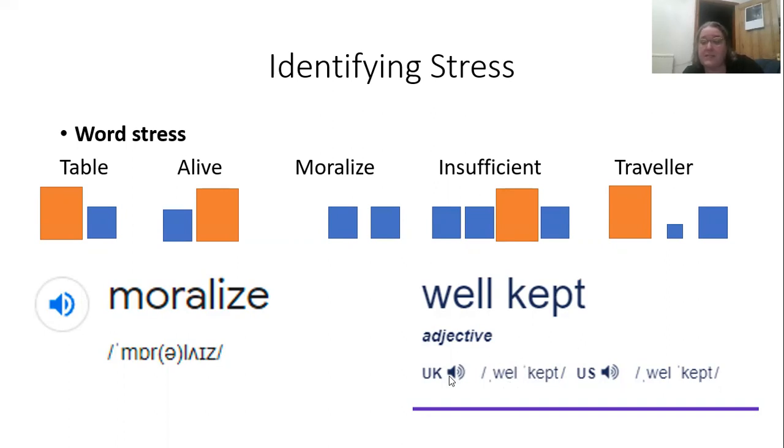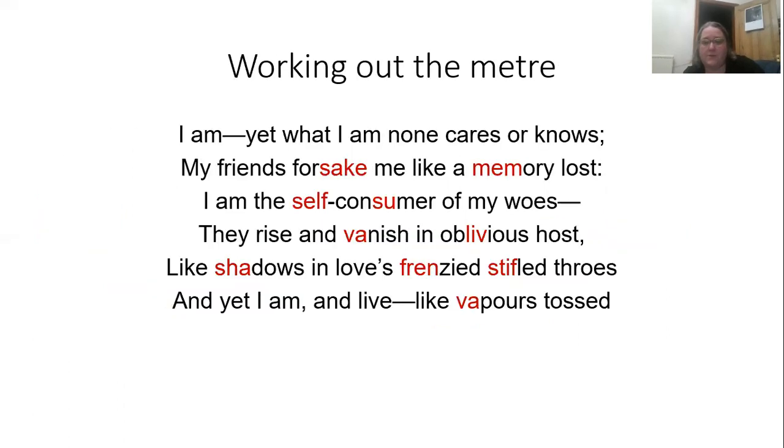Well kept, and you can see here the UK version and the US version. Now in this case it's the same, it's not always the same of course, but you can find the stress pattern relevant to the form of English that you're looking for. Not every form of English is covered, but you can find a few different examples online. So this is one way to start working out the stress pattern.